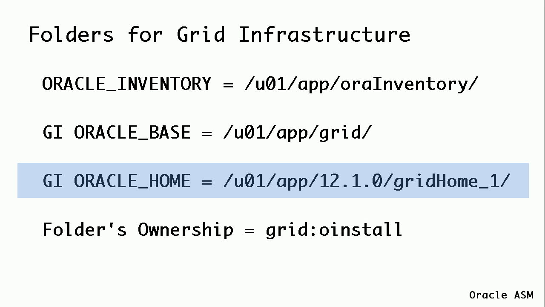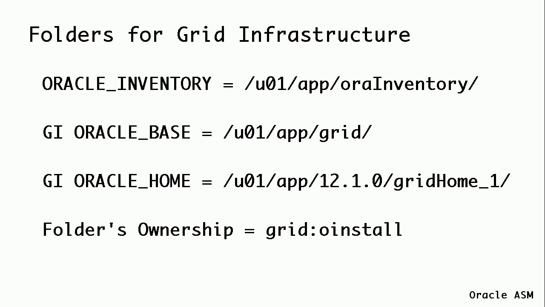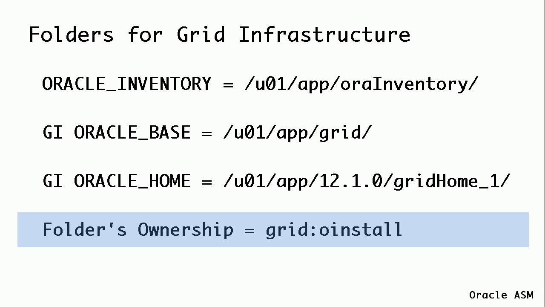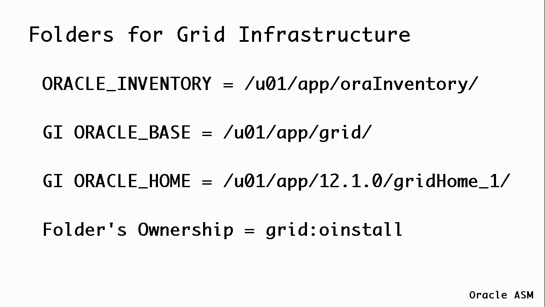After installation of Grid infrastructure software, this folder will be owned by root user. So, Grid infrastructure home folder should not be under Grid infrastructure base folder. All these folders should be owned by Grid user and install group. Installing Grid infrastructure software using Grid user and RDBMS software using Oracle user will provide strong job role separation, and it is strongly recommended by Oracle.